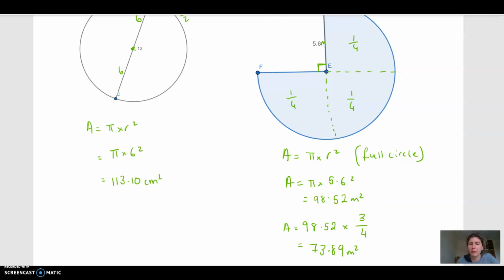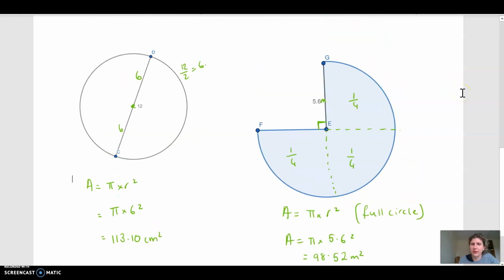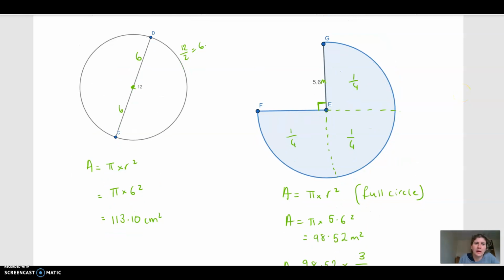Now, when we were doing perimeter of sectors, we had to add on 5.6 and 5.6 again, and that's because when you're doing perimeter, you're going around the edge of your circle. So when you do the curved bit, you work out your 3/4, and that tells you that 3/4 distance there. Then you would need to add on 5.6 and another lot of 5.6 to go back to the starting point. That's what you're doing when you're finding the perimeter.